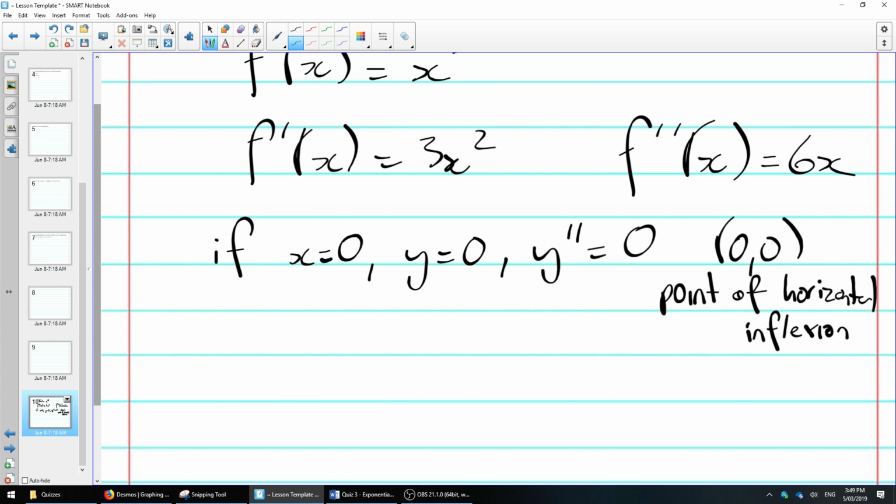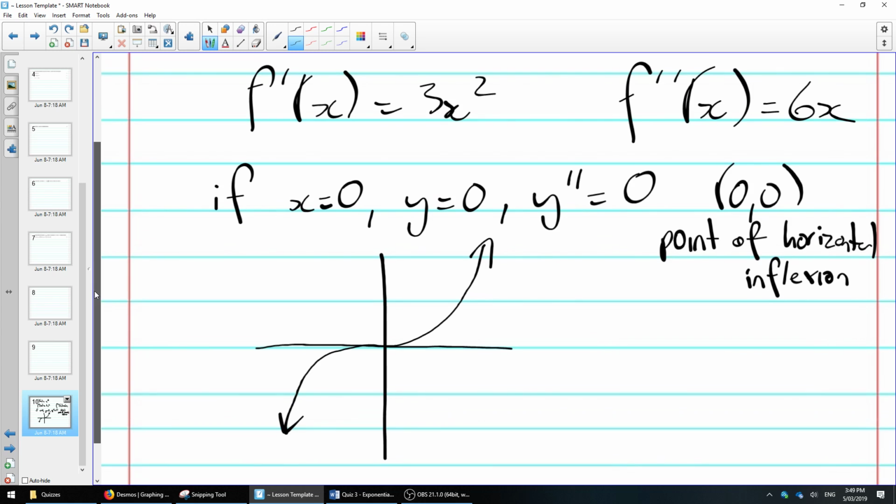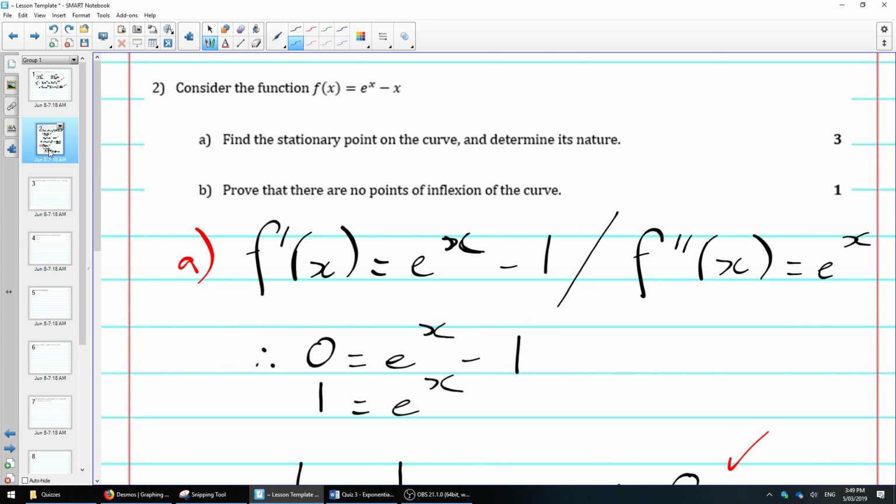So what that means, if I were to sketch y equals x cubed, you should probably be able to just do that in your head anyway. It looks something like that. So we know it looks like a point of horizontal inflection when y double dash equals 0 at that x value. Essentially, a point of horizontal inflection happens when a point is a stationary point and a point of inflection at the same time. Kind of combines.